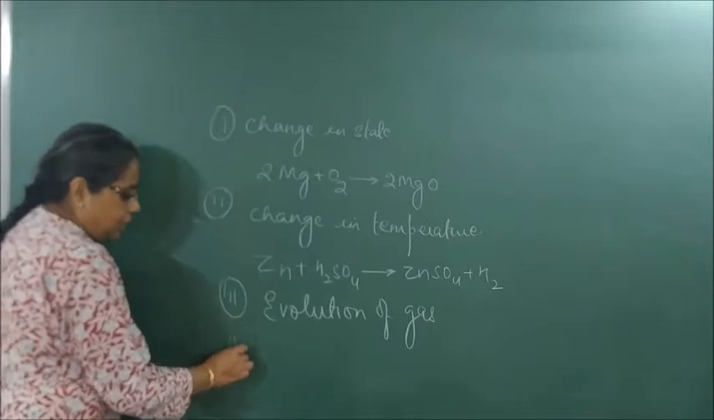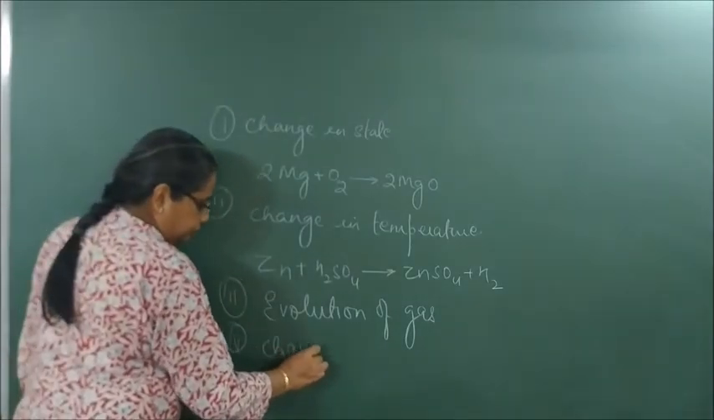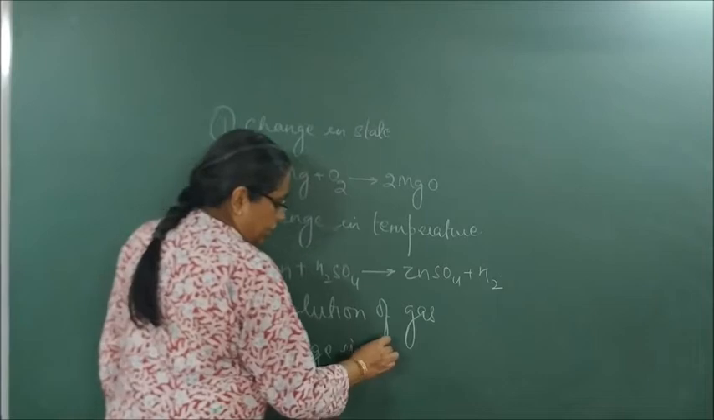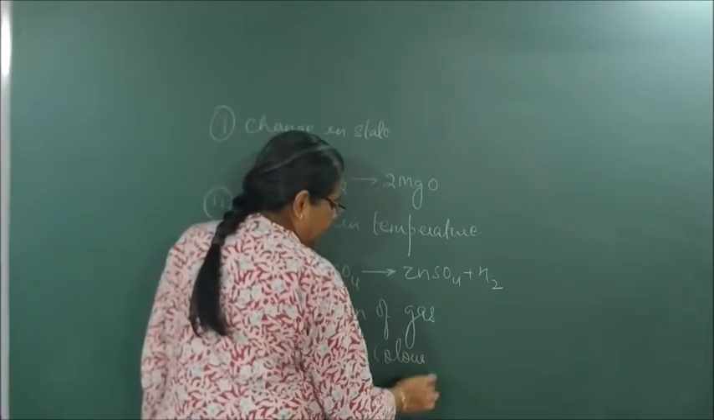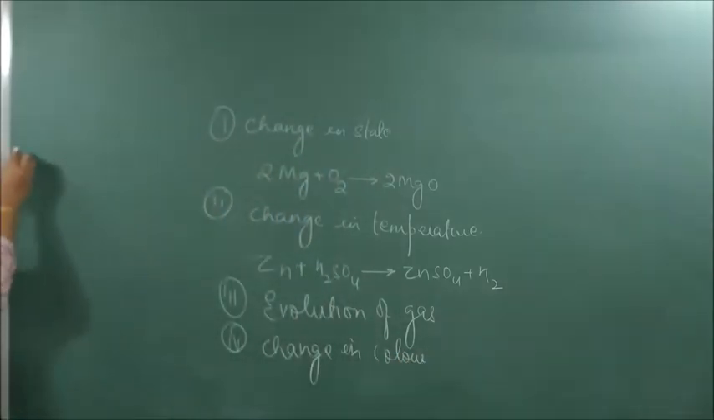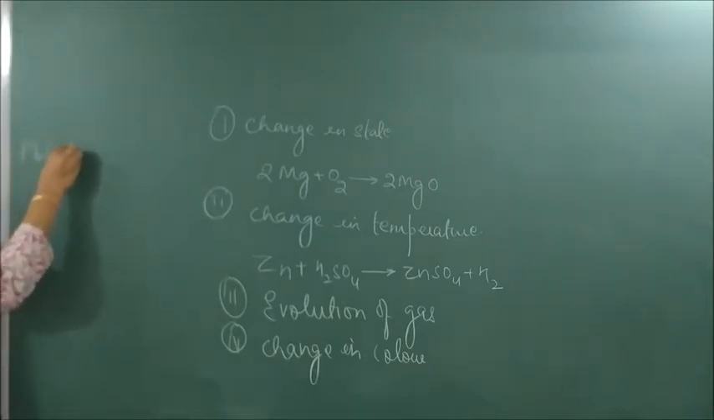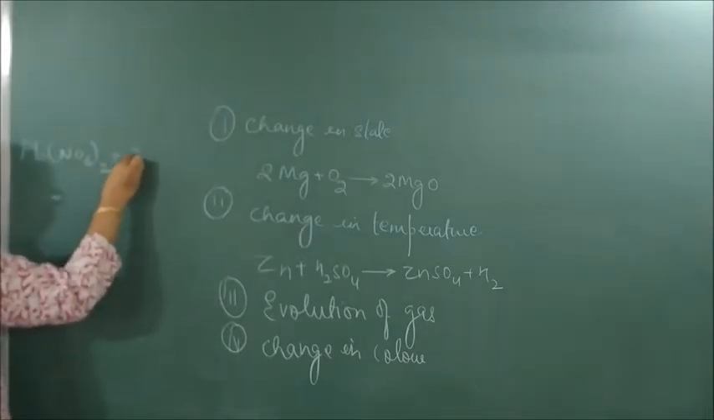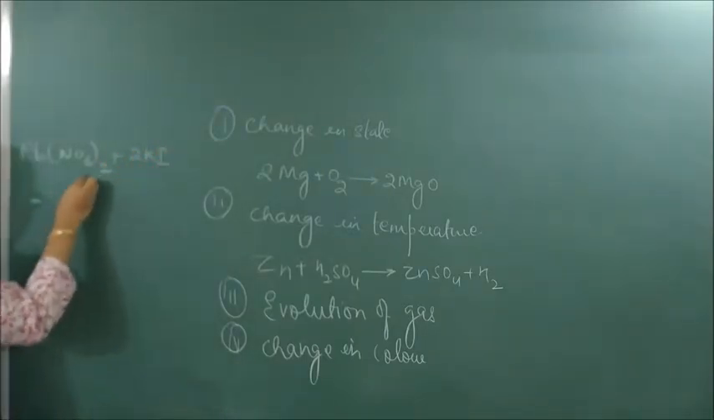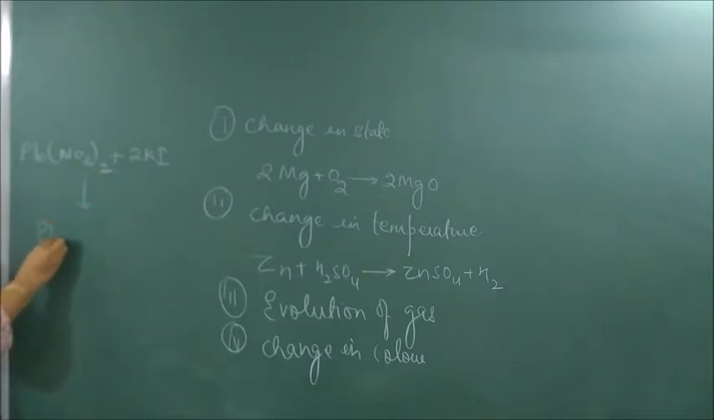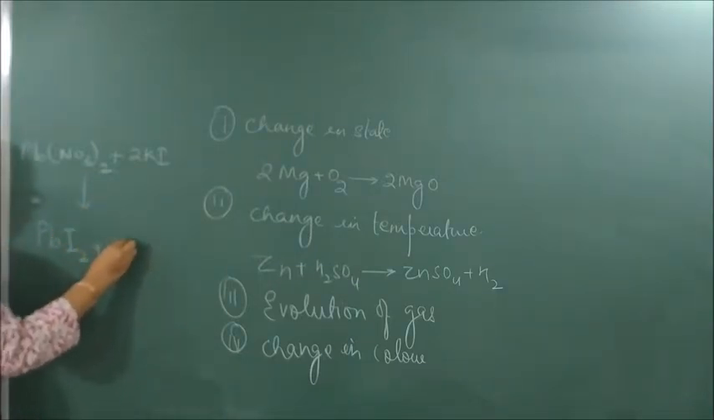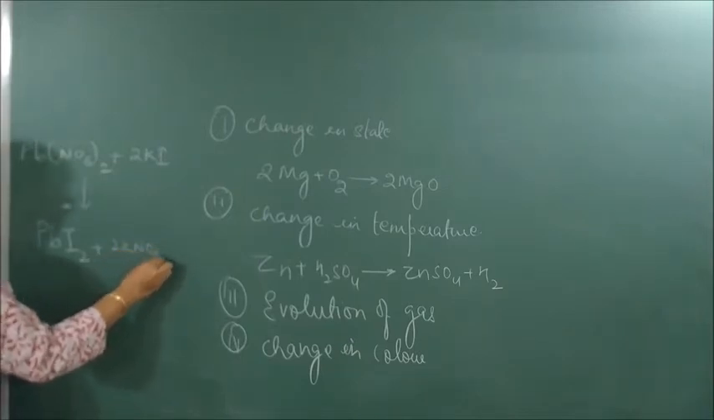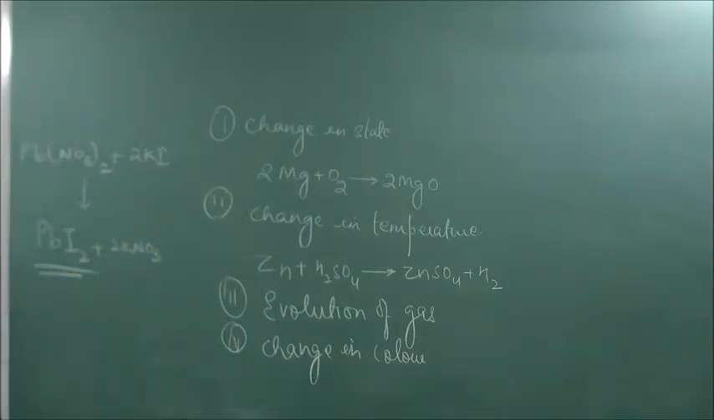Then the last is change in color. For change in color, we generally use an activity where we take what? Lead nitrate. What is the formula of lead nitrate? Pb(NO3)2. And I react it with what? Potassium iodide. I get what? A yellow precipitate of PbI2, and I get potassium nitrate. This shows that there is always what? Change in color.